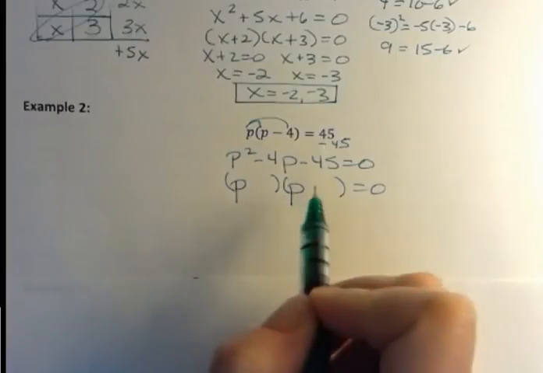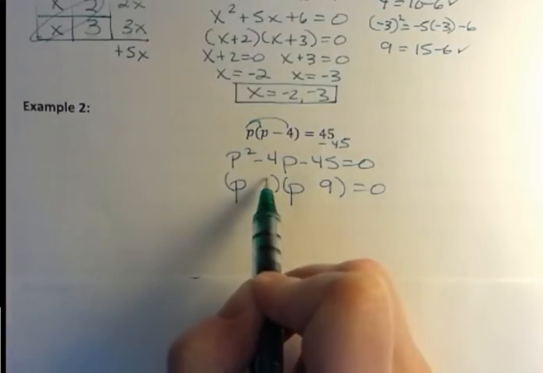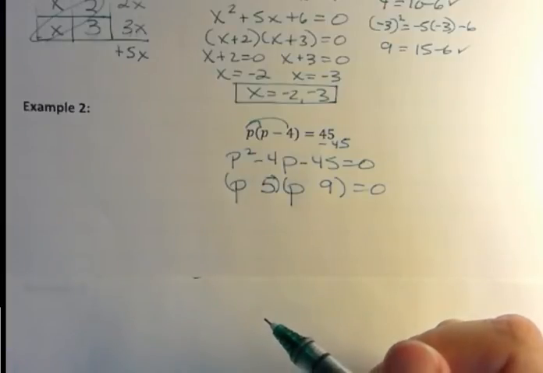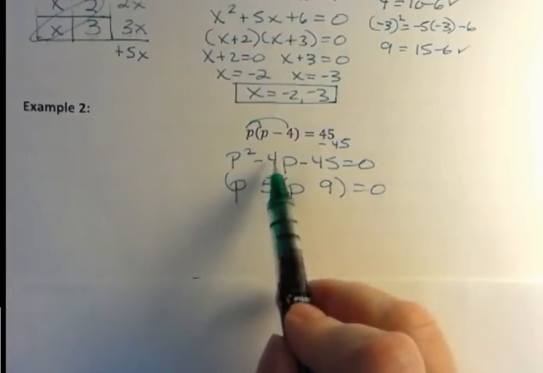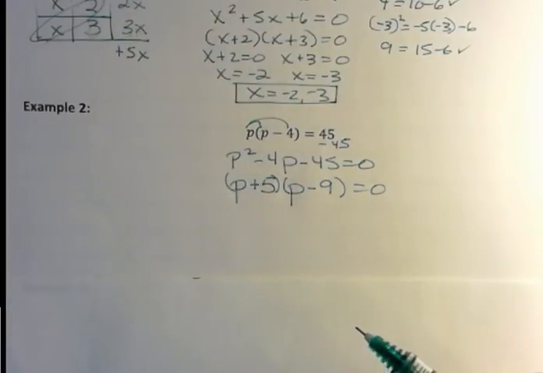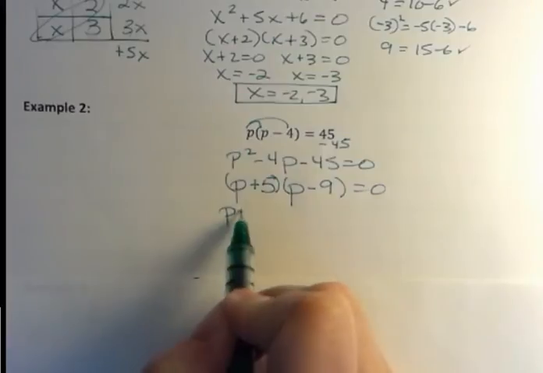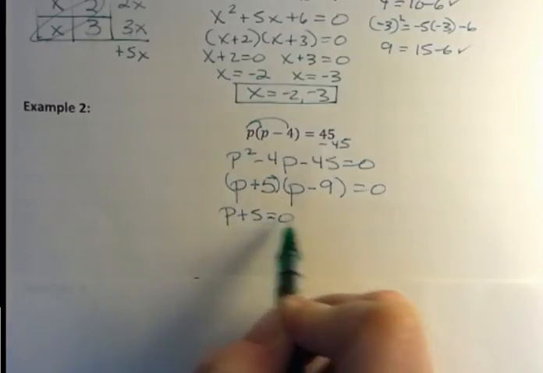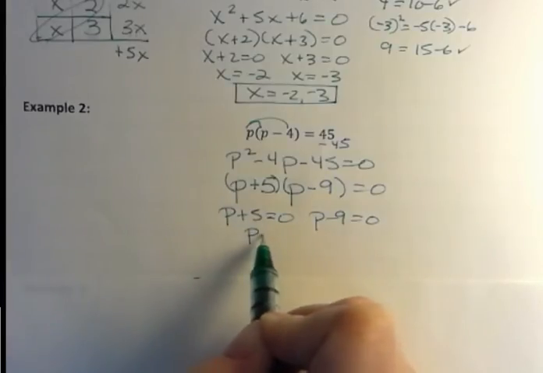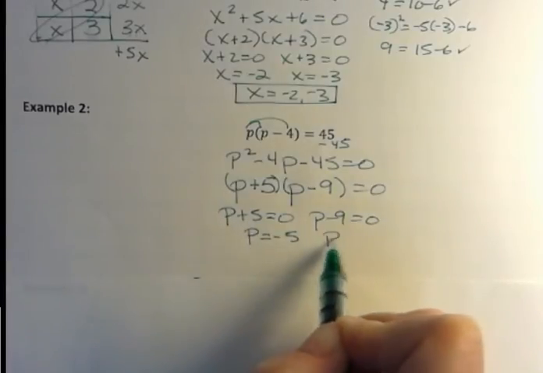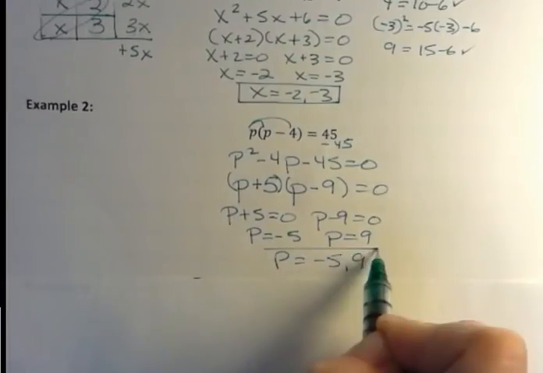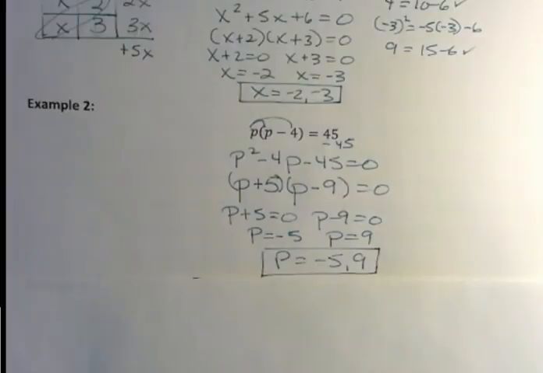You can also use the box. I'm not saying not to. I'm just trying to show you that maybe you don't always need to use the box method. Which one of those should be negative? Well, I want negative 4, so I want the bigger number to be negative. So there's my factored form. And now I'm going to set each of those equal to 0 and subtract 5 here and add 9 here. And I get my answers are negative 5 and positive 9. I'll leave the check to you as well.